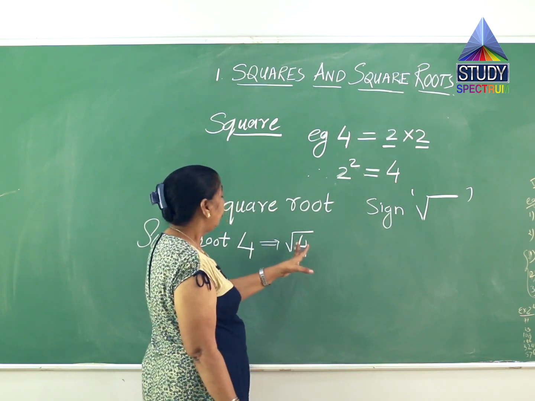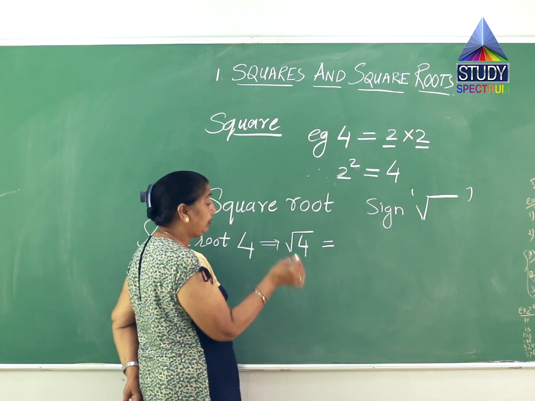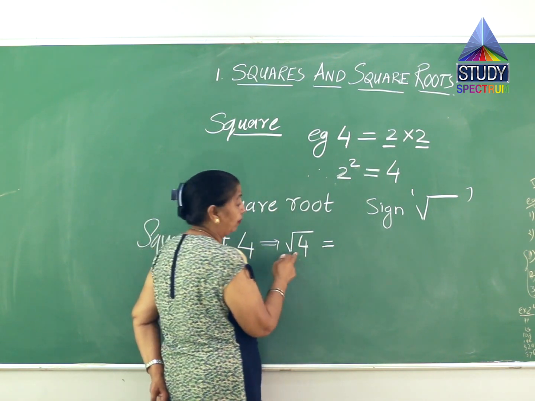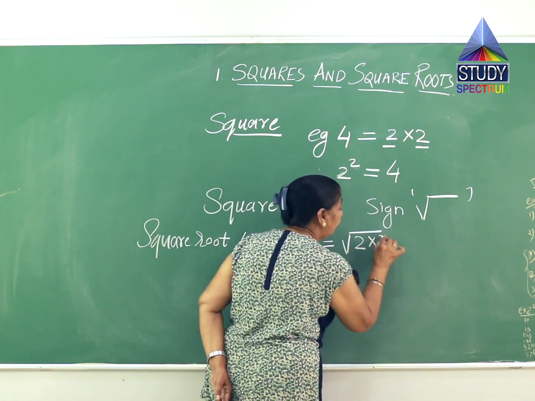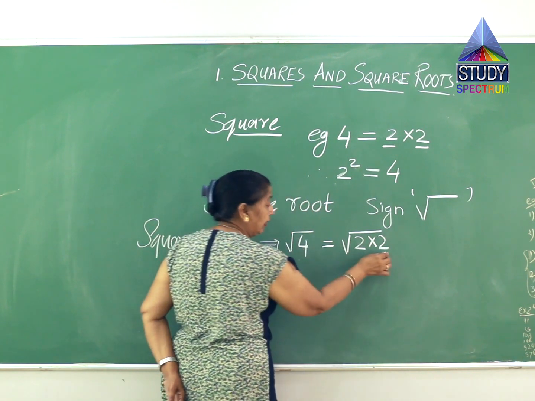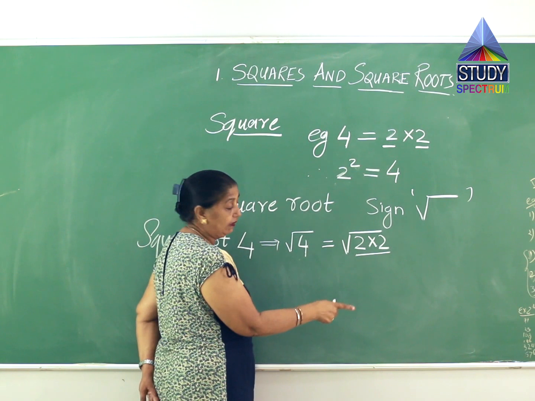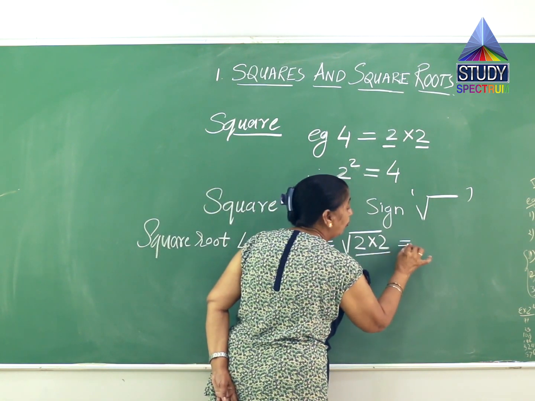It means for the square root of 4, I have to find which number multiplied by itself gives me 4. So I can write it like this, 2 into 2. I have to see that this 2 is the number which multiplied by itself gives me 4. So the square root of 4 is 2.